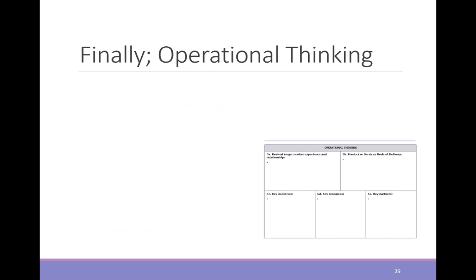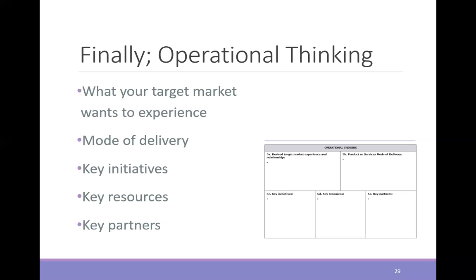Finally, it's time to consider how to implement the product or service you've been thinking about. It is in this section that we consider the expectations of your target market, how you can deliver the product or service, what key initiatives are needed to move forward with implementation, and who the key partners are that are needed for implementation. I will walk through each section of this component. Follow along starting on page 15 of your workbook.